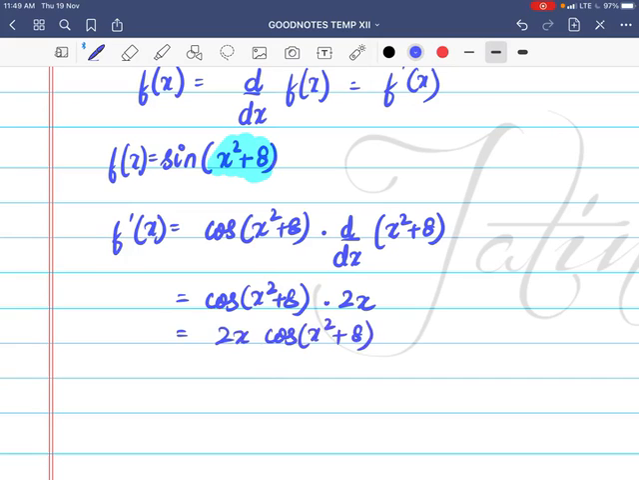Remember, boys and girls, you have to identify where the chain rule is applicable, because this whole was not just x, it was a function of x. Now if this had been only x, then we would have stopped at cos of x, that is it. But x square plus 8 is again a function of x, so therefore we have to multiply with the differentiation of the left out part, that is this value.